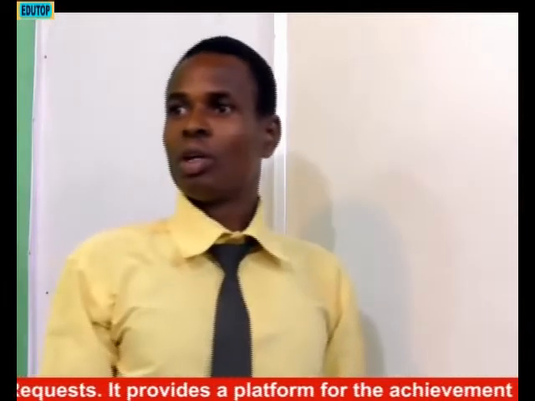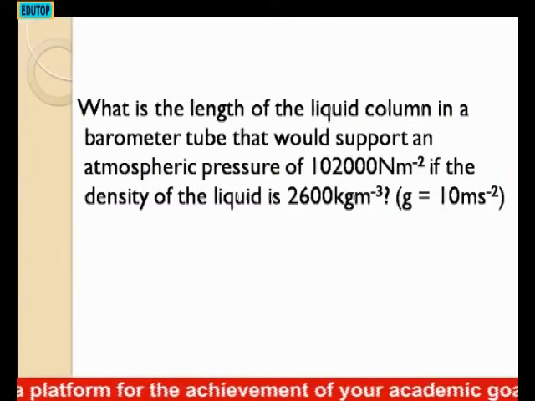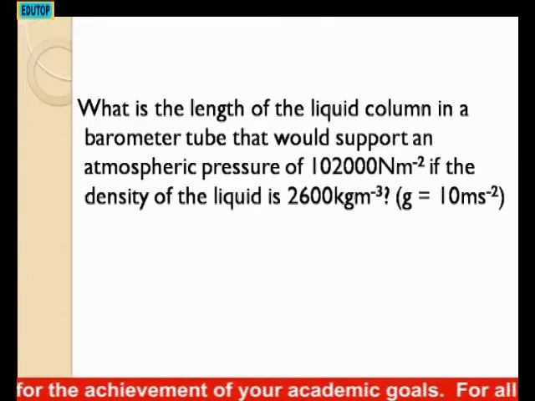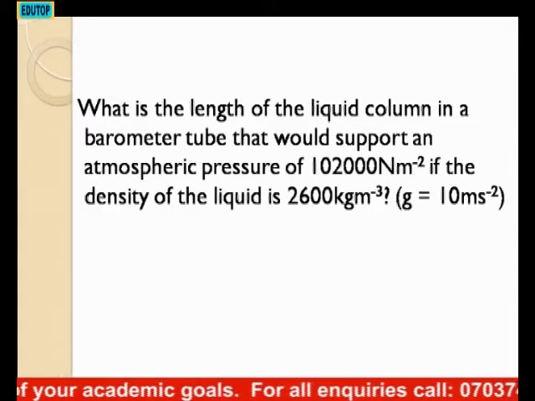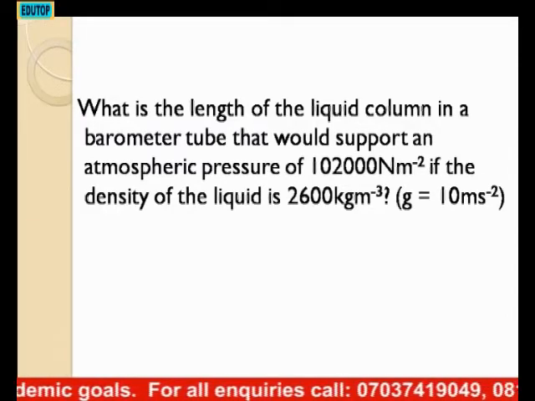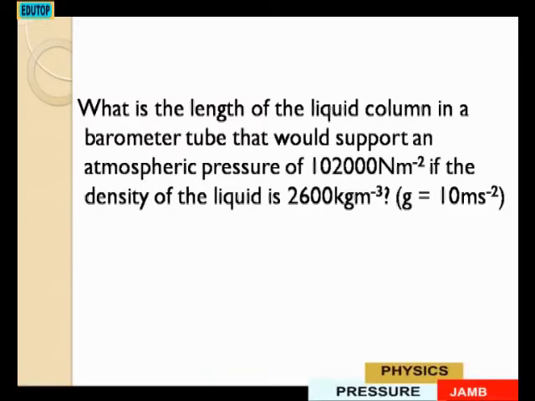Question number 3. The question says, what is the length of the liquid column in a barometer tube that will support an atmospheric pressure of 102,000 Newton per meter squared if the density of the liquid is 2600 kilogram per meter cube? And we have to take the value of g to be equal to 10 meter per second squared. The solution to the question will go like this.